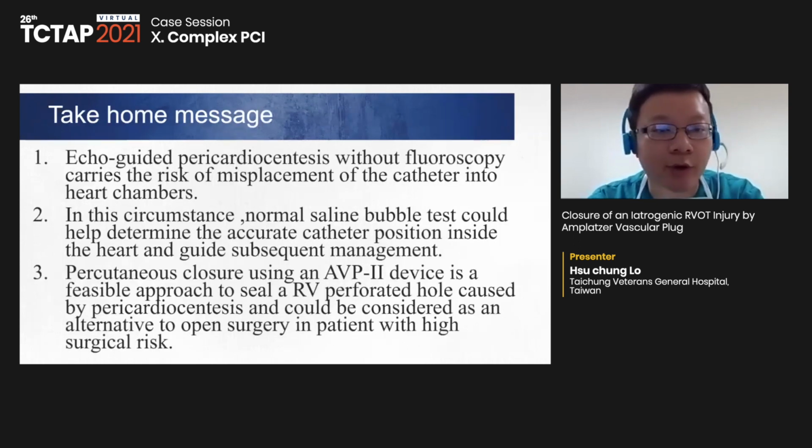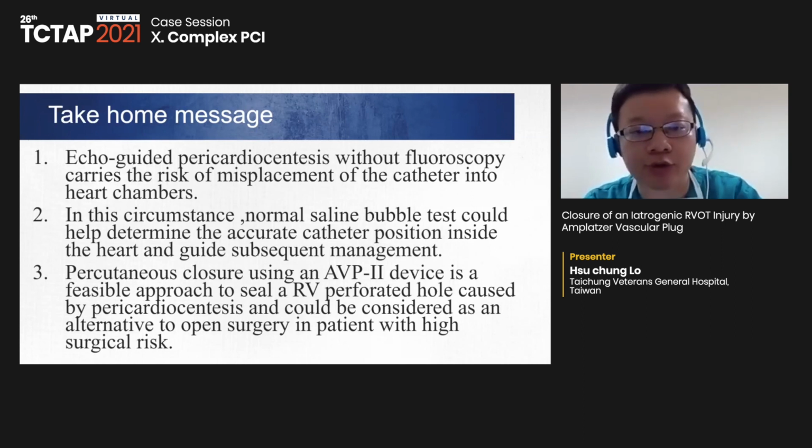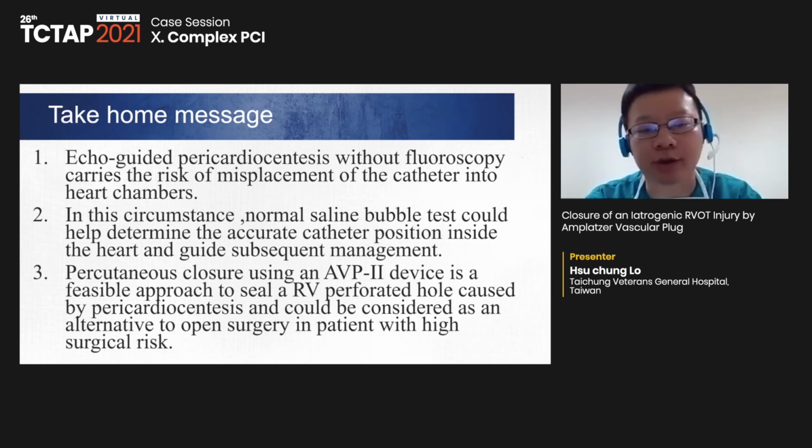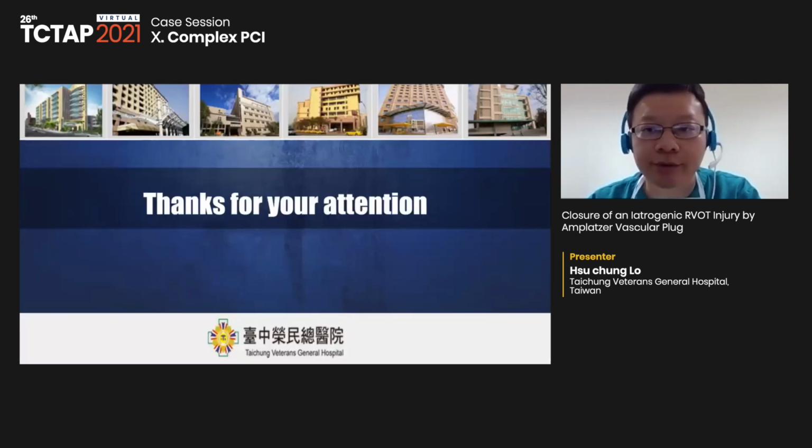Echo-guided pericardiocentesis without fluoroscopy carries the risk of misplacement of the catheter into heart chambers. In this circumstance, a normal saline bubble test could help determine the accurate catheter position inside the heart and guide subsequent management. Percutaneous closure using an AVP-II device is a feasible approach to seal an RV perforation hole caused by pericardiocentesis and could be considered as an alternative to open surgery in patients with high surgical risk. Thanks for your attention.